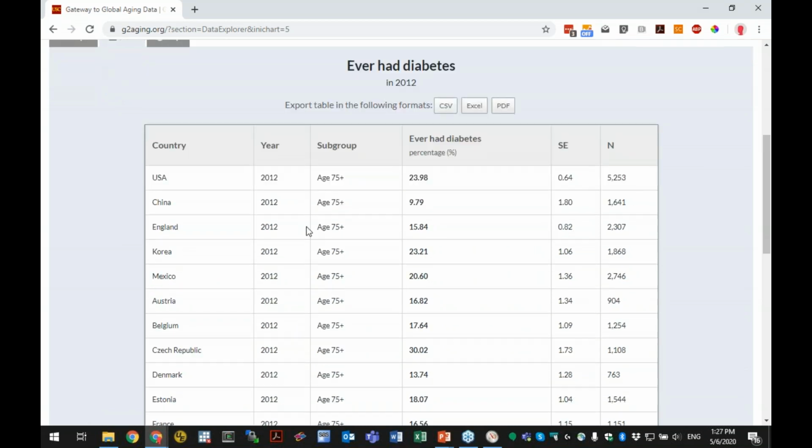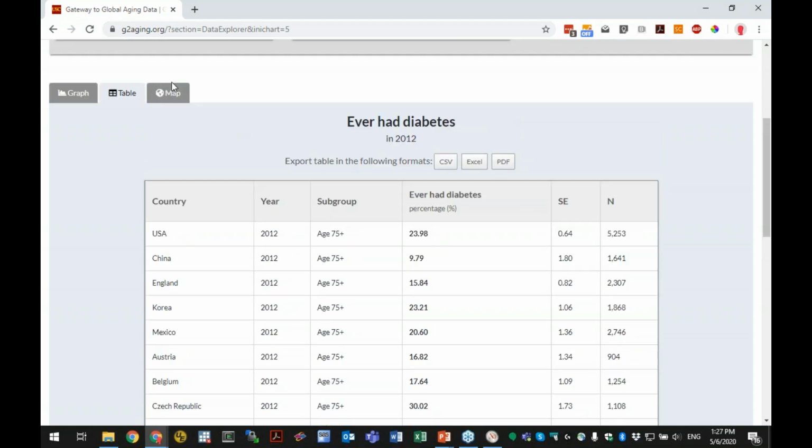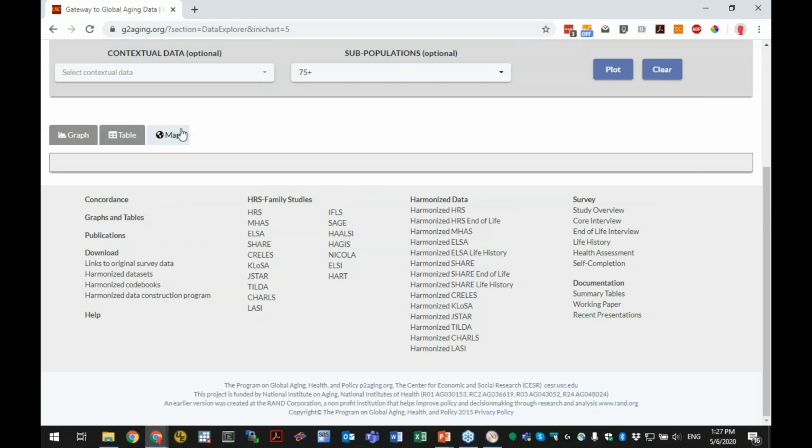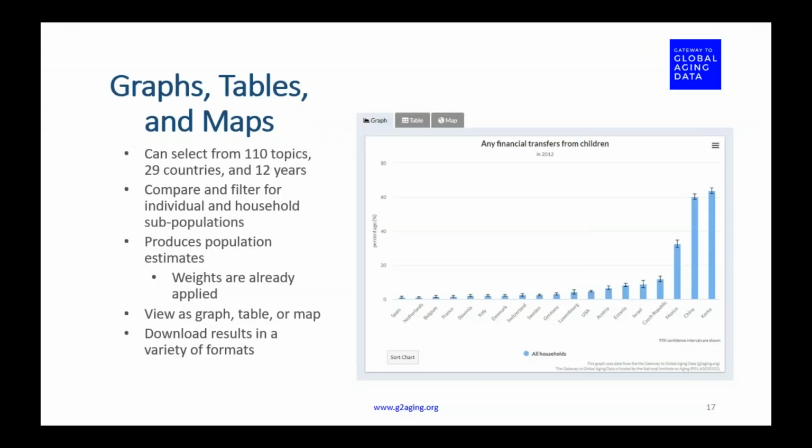And you can see this information also in table format. The tables have some other helpful information like the standard errors and the N used to calculate it. Or you can see that information graphed also on a map. Here's an example looking at any financial transfers in 2012.